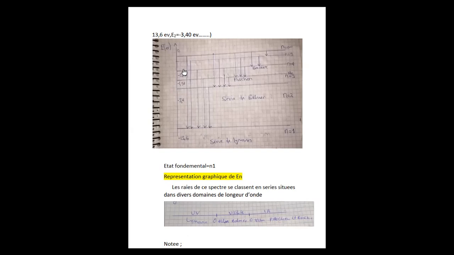So these lines here, these lines represent the rays, the different rays in the first shell. These are the rays which you can find in the second shell, these are the rays which you can find in the third shell, and you go on.